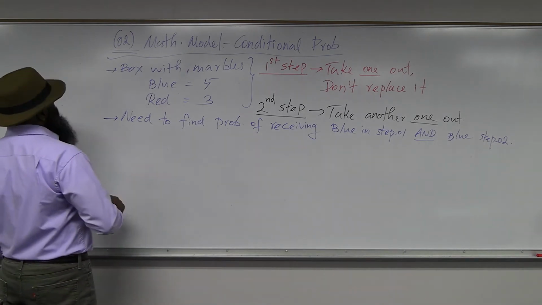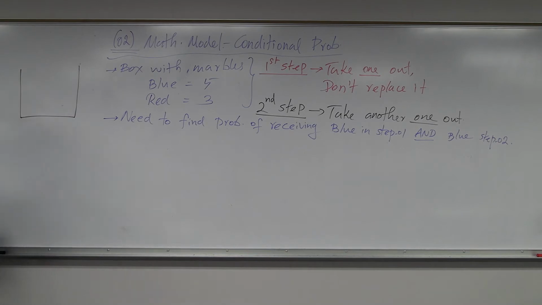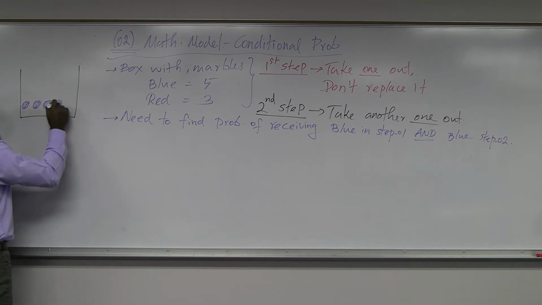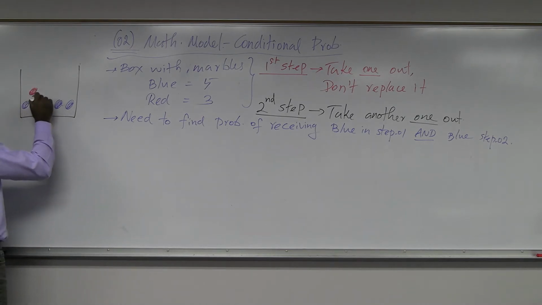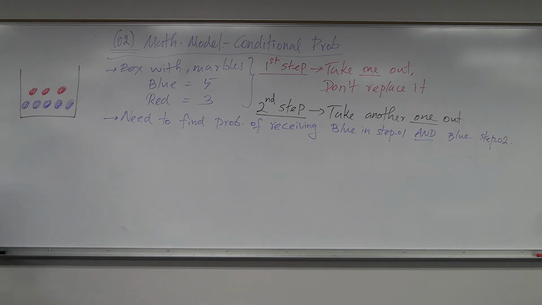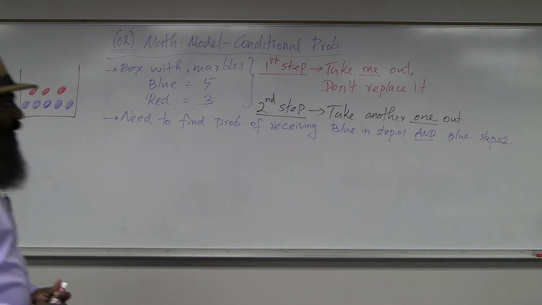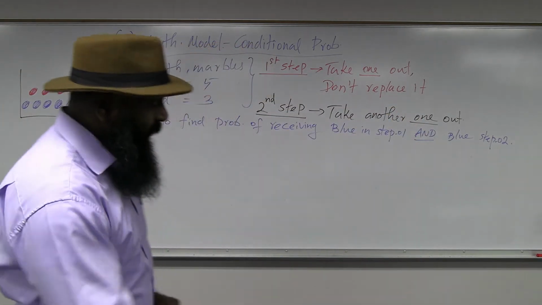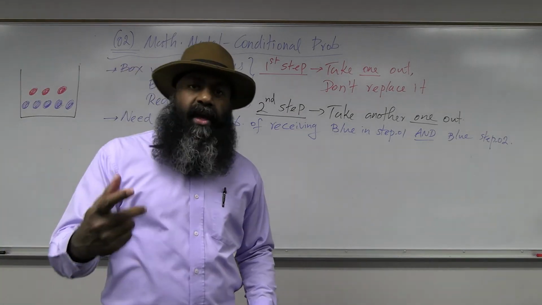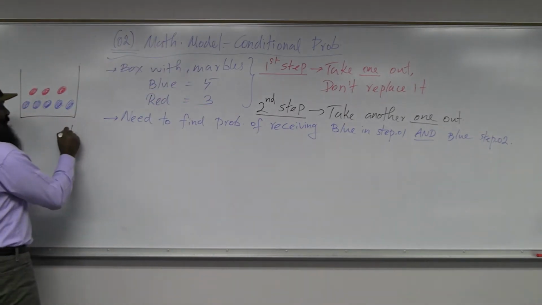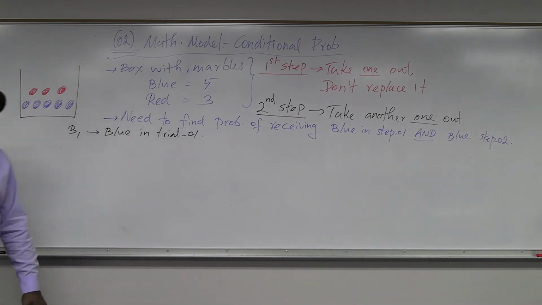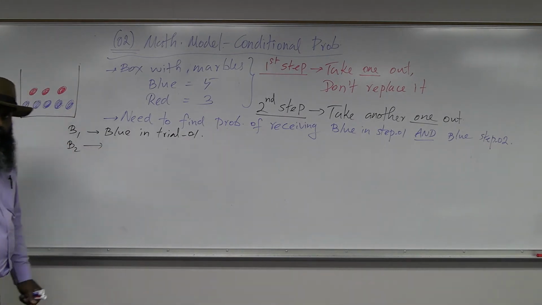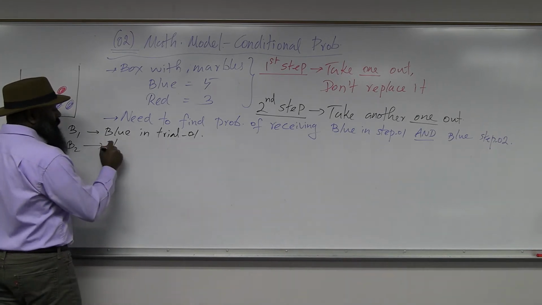Now, here's our box. This box has 5 blue, so here are those 5 blue marbles, and I have 3 red. Now here are those 3 red marbles. And for step one, all the probabilities are very straightforward. Okay, I will let B1 be the event that I get a blue marble in my first trial. B1 is receiving blue in trial 1. And I will also write down what happens in the second step. I will let that event be B2, receiving blue in trial 2.